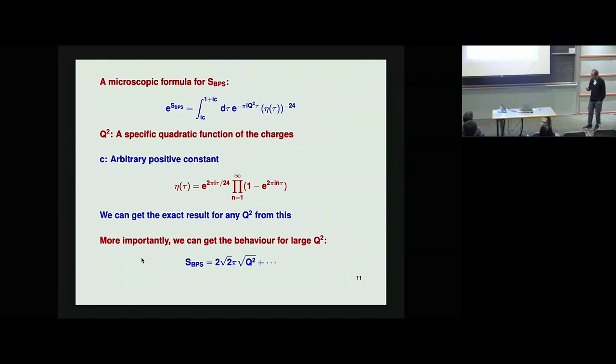So now I am going to give the microscopic formula for S_BPS. S_BPS, if you recall, is defined as the log of the index. So the microscopic formula for S_BPS is given here. It's completely explicit. Here Q square is a specific quadratic function of the charges. In the language that Samir used in the morning, Q square is 2nw. It's the product of the momentum and winding along the circle times 2.